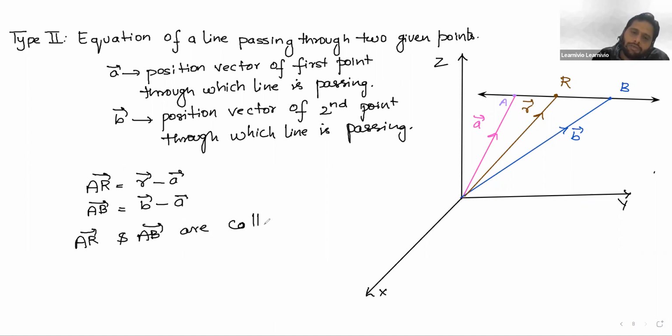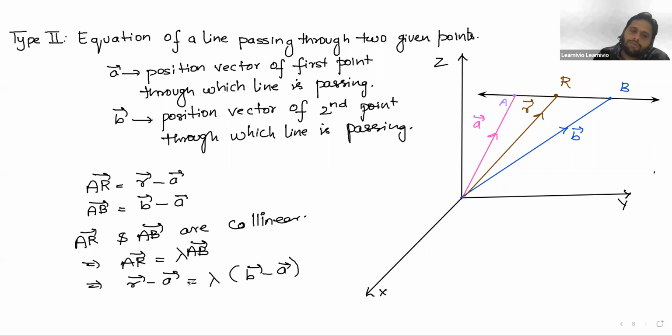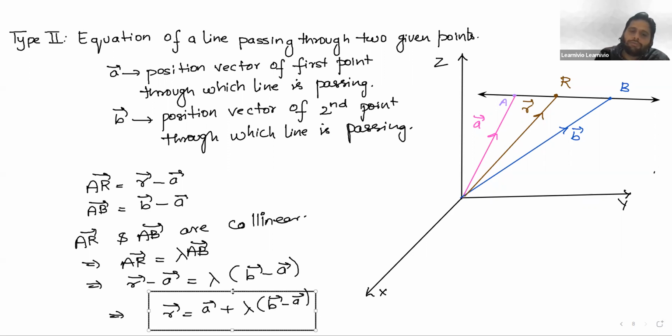So what we can do? The same formula. We can say AR is lambda times AB. AR is R minus A, which is equal to lambda times AB, that means B minus A. Shift this A to this side, you will get R is equal to A plus lambda times (B minus A). So this is your vector form.